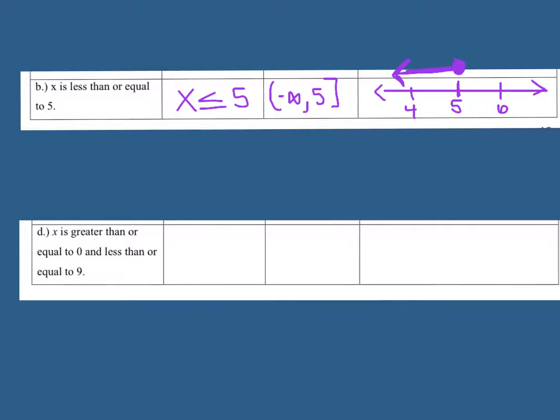So let's look at D. X is greater than or equal to 0 and less than or equal to 9. So because it's an and, X will go in the middle. Your lowest value goes on the left, your higher value goes on the right. So 0 and 9, and it's greater than or equal to 0, less than or equal to 9. So on your number line, I'm just going to put the two values here. Both closed dots, because they're both included, they're both equal to, and in between.